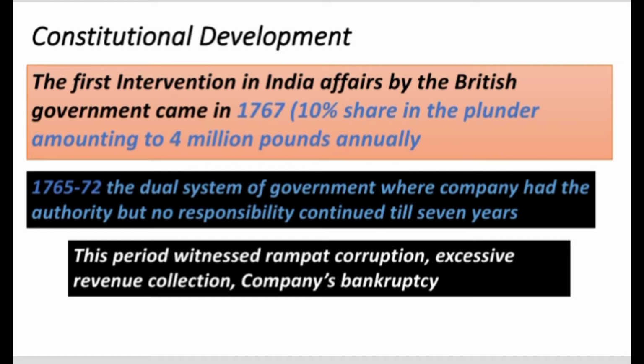This period was characterized by rampant corruption among the servants of the company, who made full use of private trading to enrich themselves. Besides that, there was excessive revenue collection and oppression of the peasantry, and the company went bankrupt while the servants were flourishing. By now, the British government decided to regulate the company to bring some order into its business. From now, there would be a gradual increase in controlling laws.